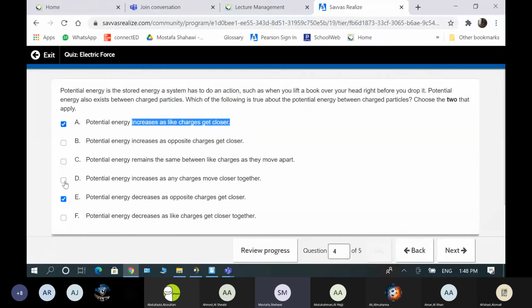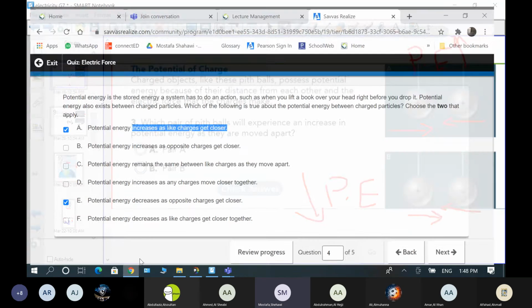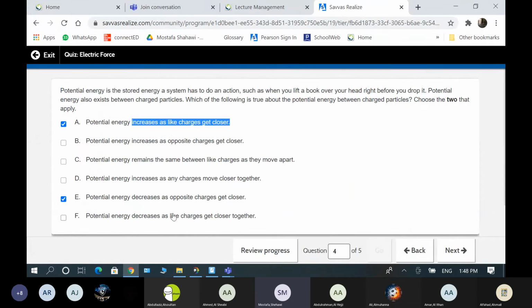For D, if you want to answer D, potential energy increases as any charges move closer together. I will show you an example. These are two charges getting closer. So these are any charges, positive and negative. When they get closer, you don't need to put more energy into the system because they are already attracting each other. So potential energy here is decreasing, not increasing. So this one is wrong. The answer is A and E, guys.